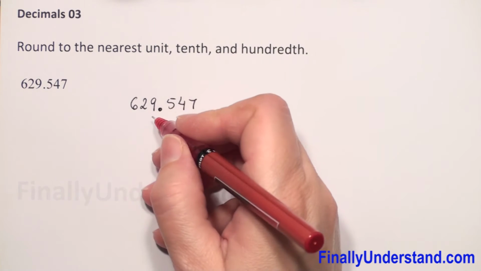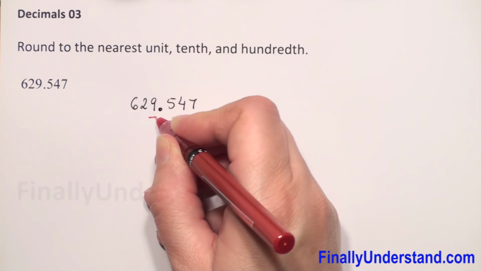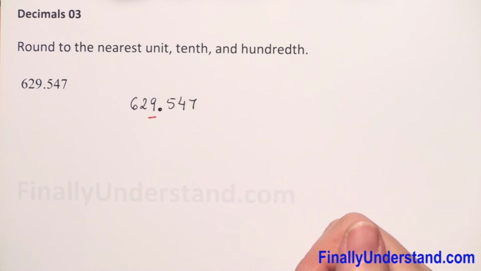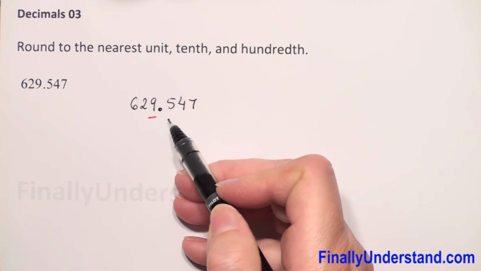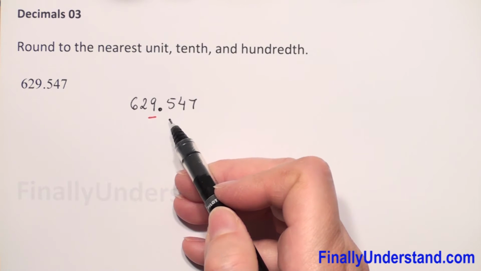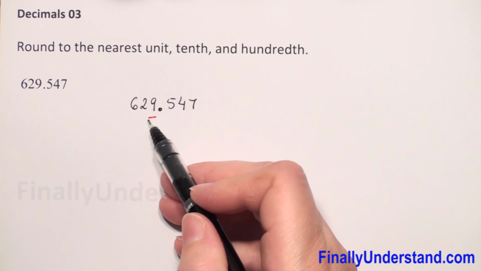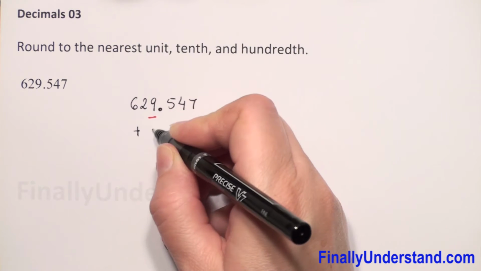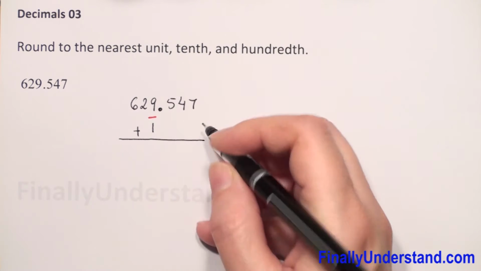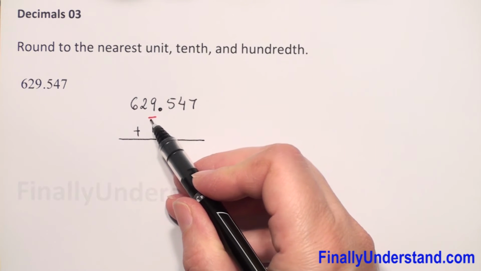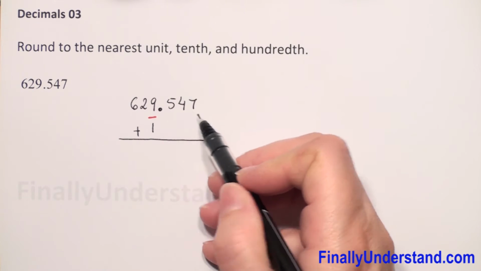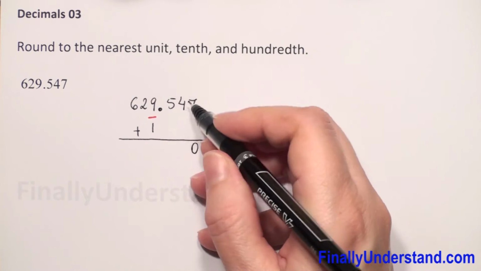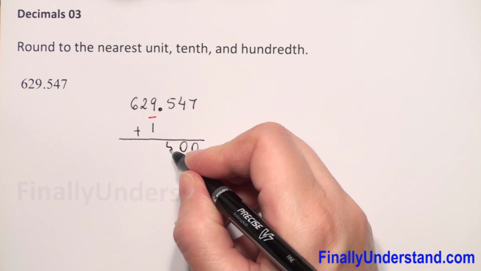First, we need to underline the digit to which we have to round our number. Next, we have to check what we have after this underlined digit. After the underlined digit is 5. When we have 5 or more, we need to increase our underlined digit by 1. So we need to add 1 to our underlined digit. And what else? Everything after the underlined digit we have to change to zeros. So 7 now will be 0, 4 will be 0, 5 will be 0.